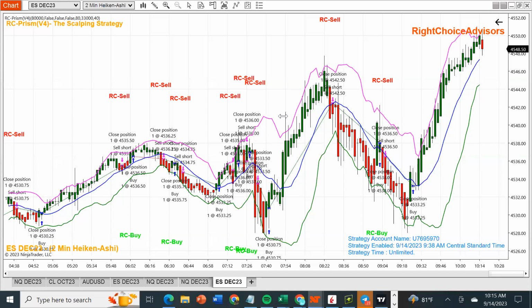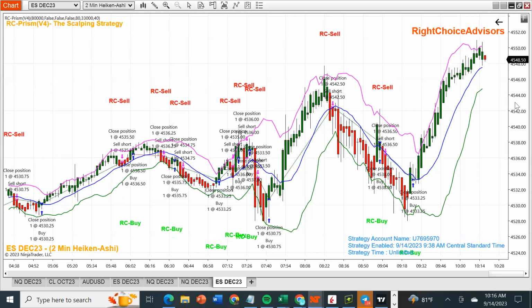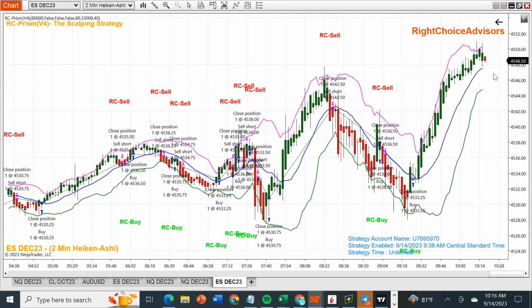Right now, it went to that 45, 50, I think. Again, I'm waiting for the sell signal. Mostly it will reverse from here.